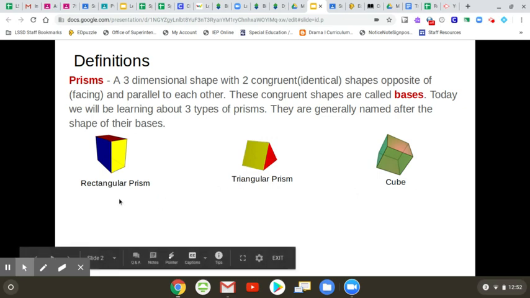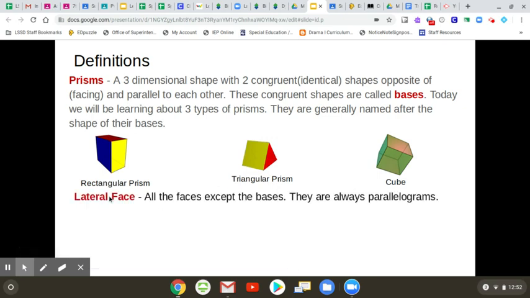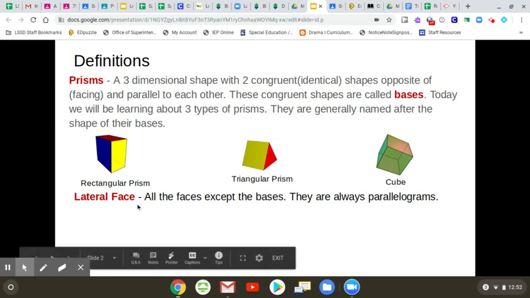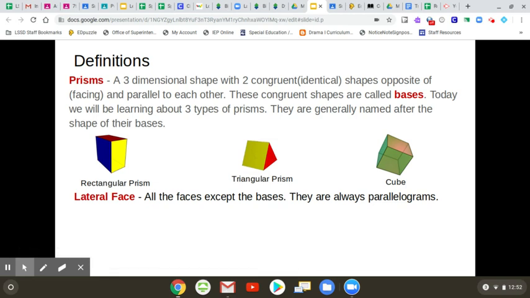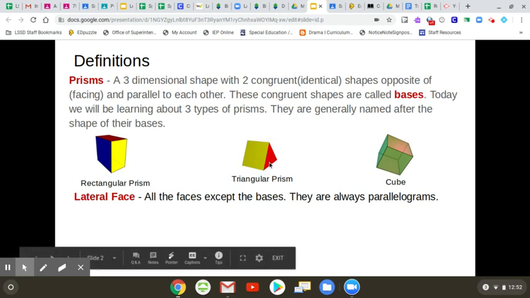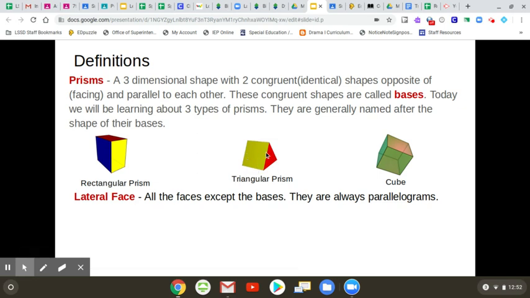So let's go ahead and move on to the next definition, which is a lateral face. The lateral face is simply all the faces except the bases, and they are always in the shape of a parallelogram. So if we look at this triangular prism again, the triangles are the bases, so that means that all of these last three faces are called lateral faces.